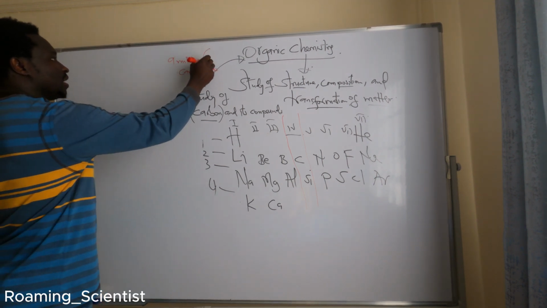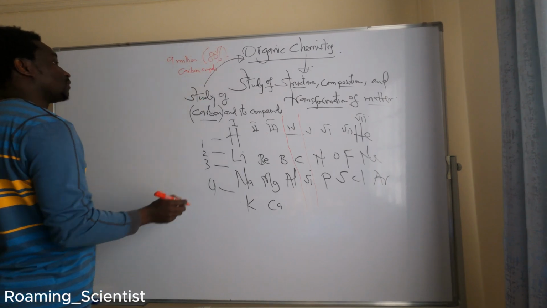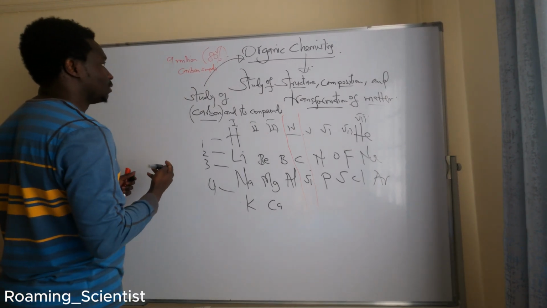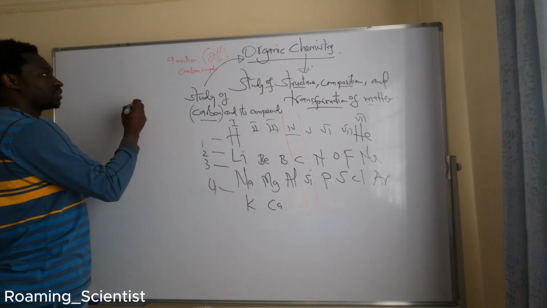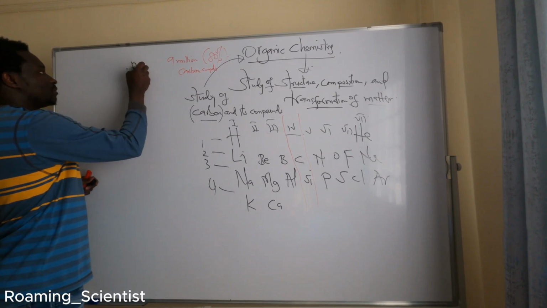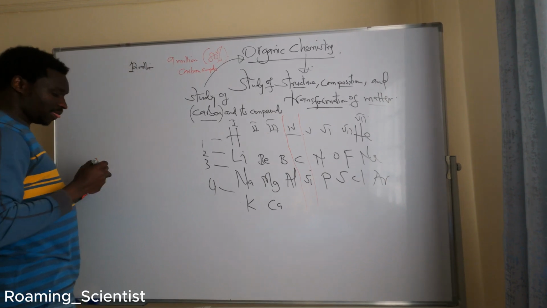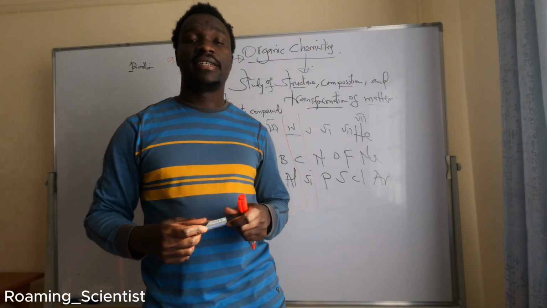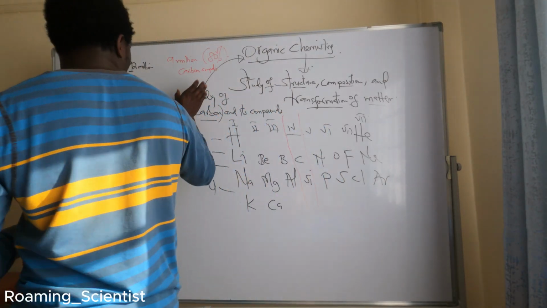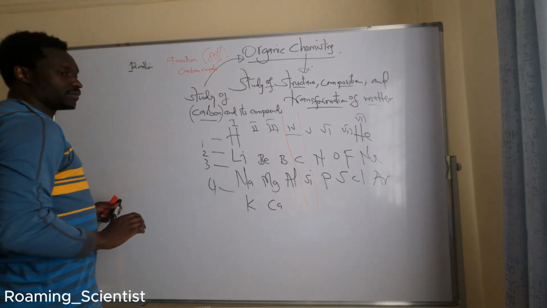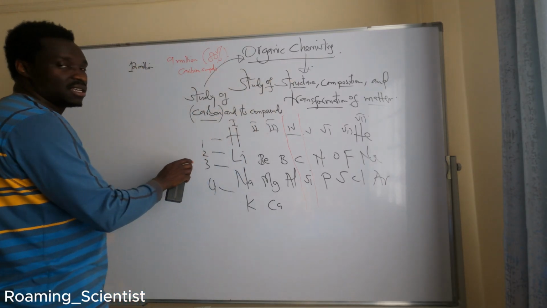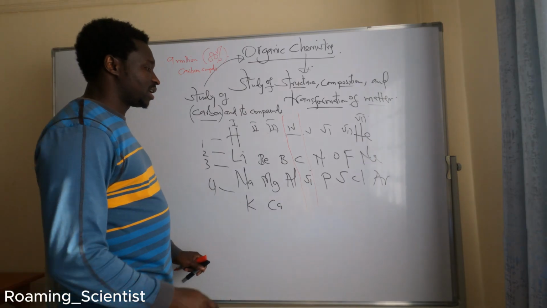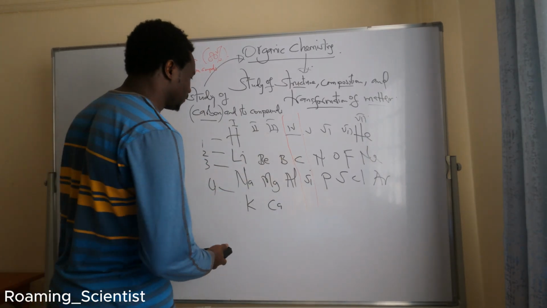and this represents 80% of all compounds, both natural and synthetic, that are known currently, because there are 12 million compounds, both natural and synthetic, and carbon compounds form 80% of this. So that's the reason why a whole branch of chemistry is dedicated only to one element in the periodic table.